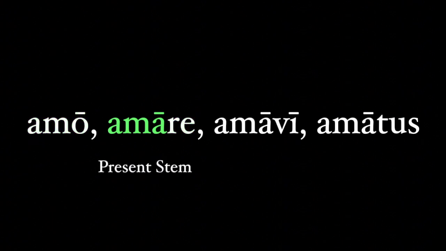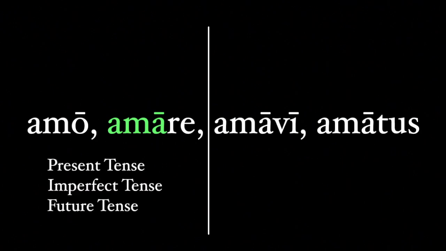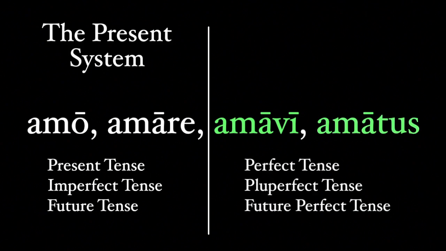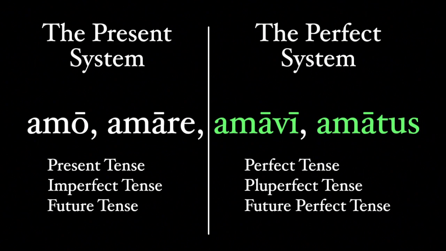Remember first that the principal parts of verbs are very specific and important in that we get certain tenses and voices from each. The first and second principal part, and really the present stem, which is the second principal part without the re infinitive ending, is used to get the present, imperfect, and future tenses. These are the present system tenses. And the third and fourth parts are used to get the perfect, pluperfect, and future perfect tenses. These are the perfect system tenses.